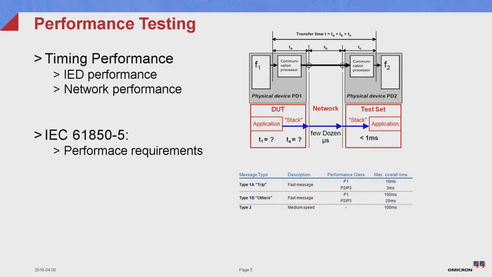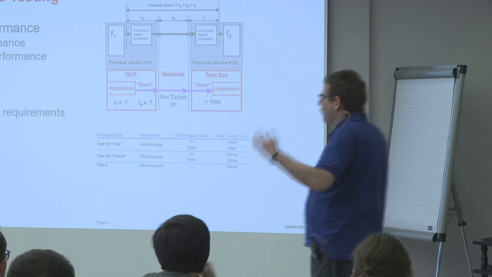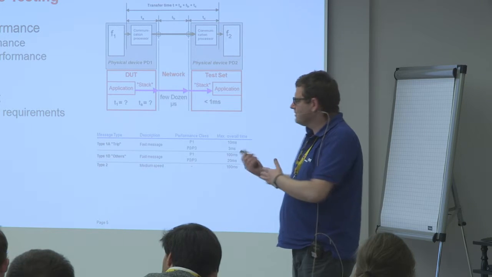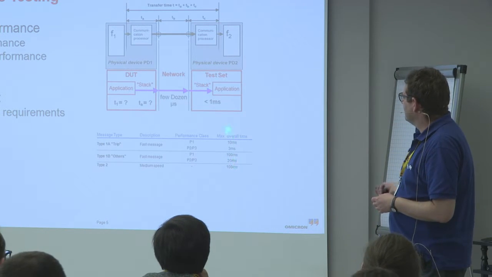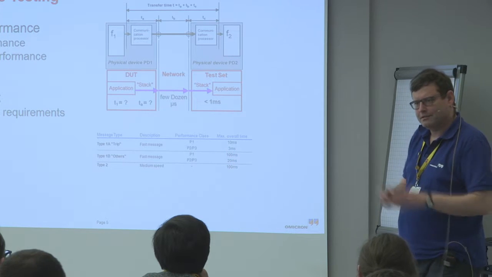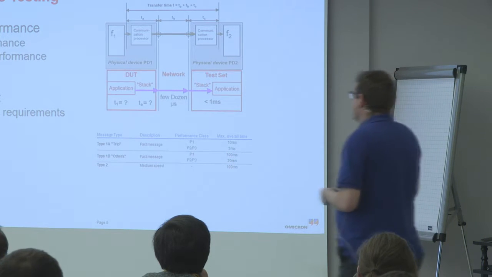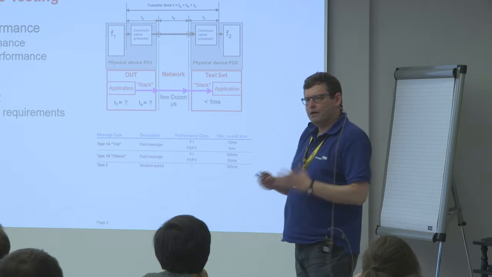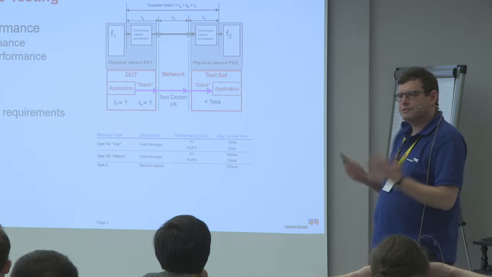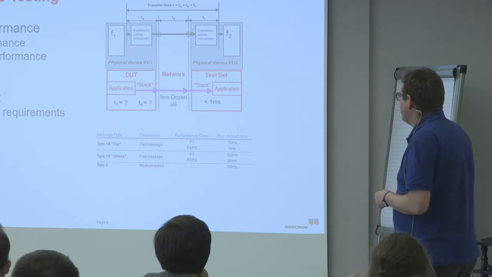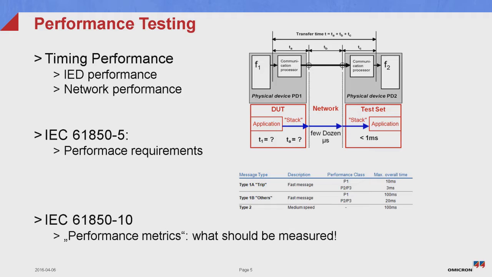and there are requirements depending on what is done with the message. Is it a highly important trip message, or is it just something used for other purposes? The fastest should be 3 milliseconds, just to give you an idea of what we are talking about. And this is part 5 of the standard. So there is already something in there, and of course this has to be tested in your application, in your substation.